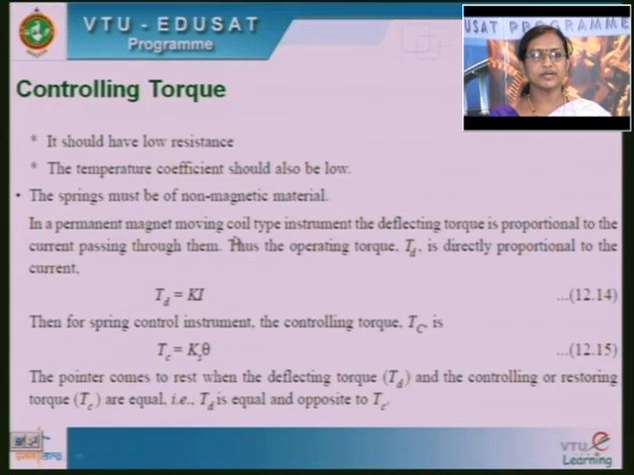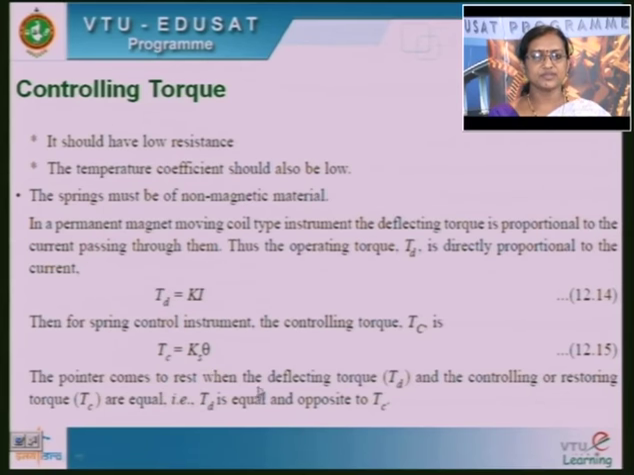In a permanent magnet moving coil type instrument, the deflecting torque is proportional to the current passing through it. That is why Td is directly proportional to I. Then for a spring control instrument, the controlling torque Tc is directly proportional to theta, that is the deflection. So under the balance condition, Td is equal to Tc, so K i = Ks θ, meaning current is directly proportional to deflection.